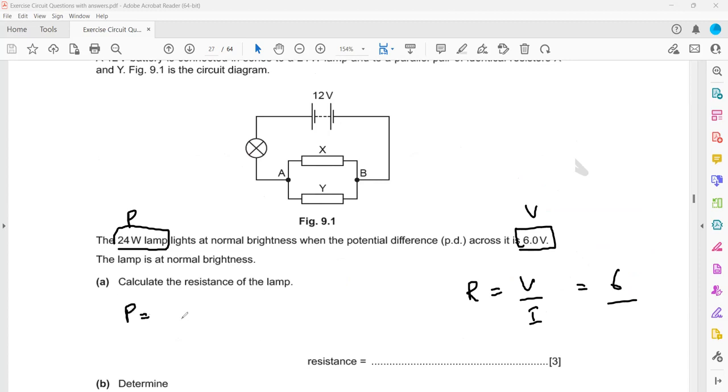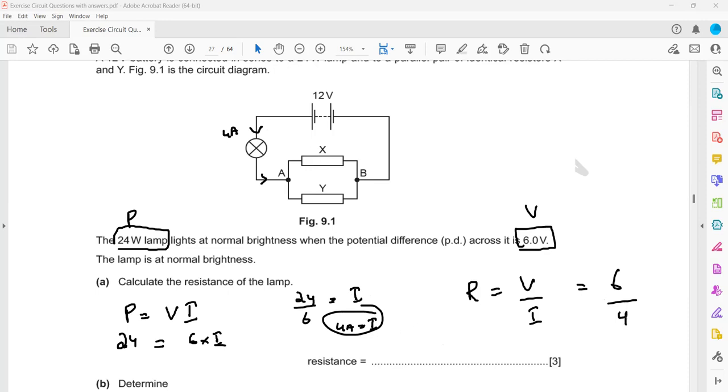So P equals VI, where P is the power 24, V is the voltage 6, and I is the current. So 6 is multiplied on one side, on the other side it will be divided, so it will be 24 divided by 6. That's equal to 4 ampere. So 4 ampere is the current in this. And so we have the 4 ampere current.